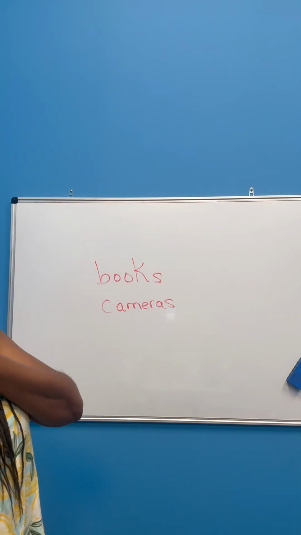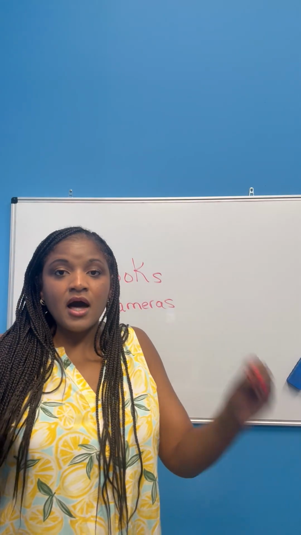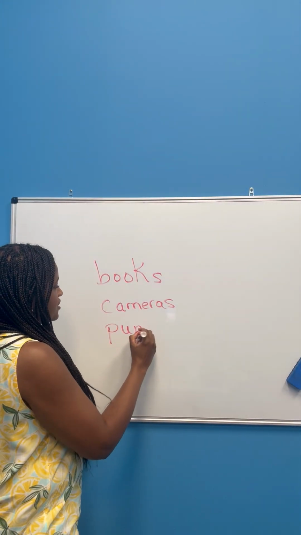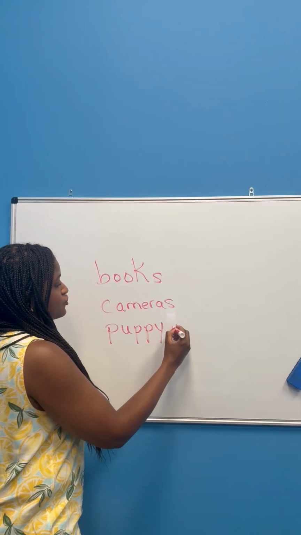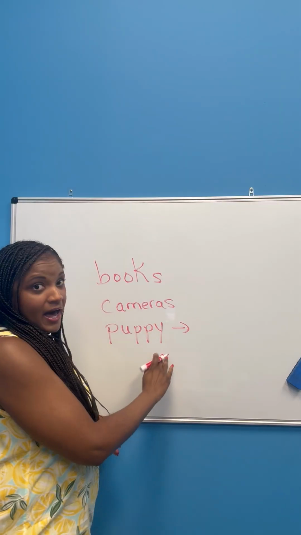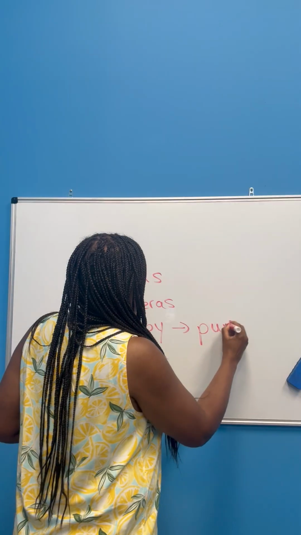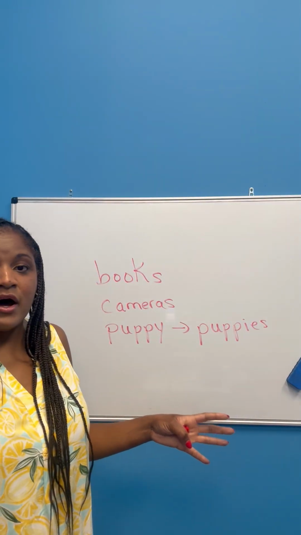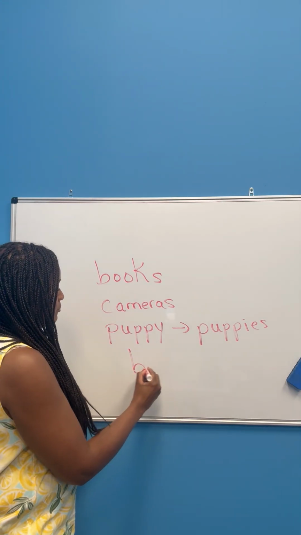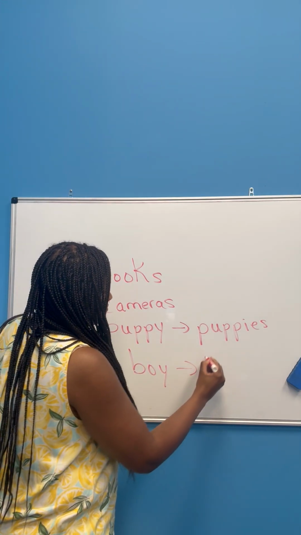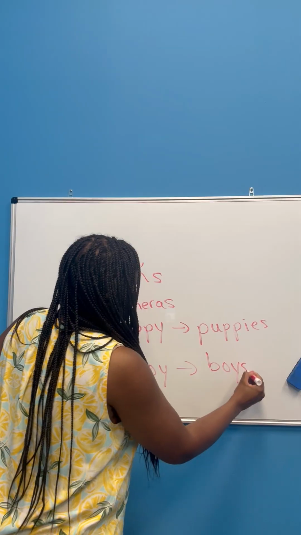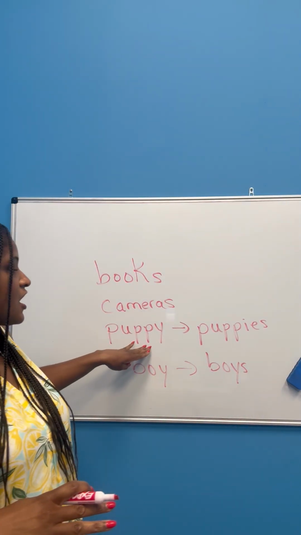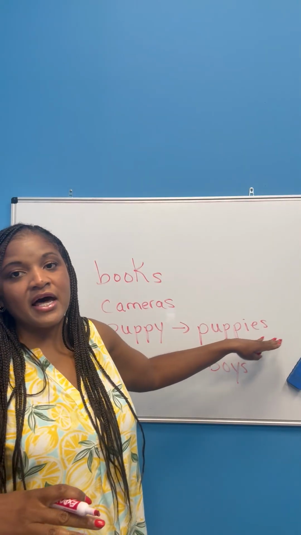Now, words that end in a consonant and then Y will often change to where you have to drop the Y and add ES. But it's not all words that end in a Y. So for example, one boy, many boys, and you just add an S. So with these words, if it's a consonant Y, we change the Y to an I and add ES.